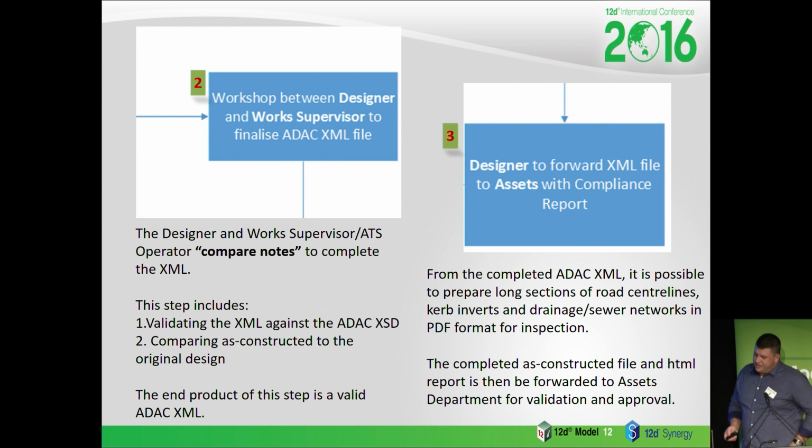Steps 2 and 3 in our first iteration. Step 2 is where the data gets finalised. So the designer and work supervisor add that extra information we were talking about earlier to the XML. And it also involves validating the XML against the XSD and comparing our data to the original design. The end product of that step is the valid ADAC XML.